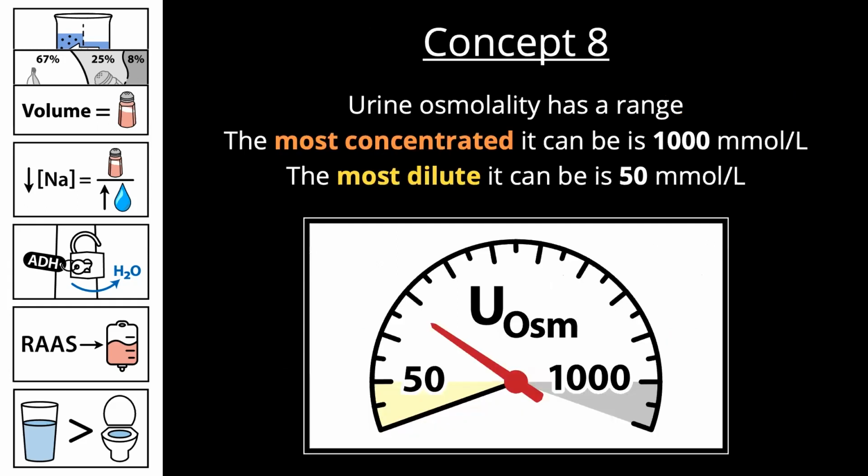Okay. So concept 8, urine osmolality has a range. The most concentrated it can be is 1,000 milliosms or millimoles per liter, and the most dilute it can be is 50 millimoles per liter.